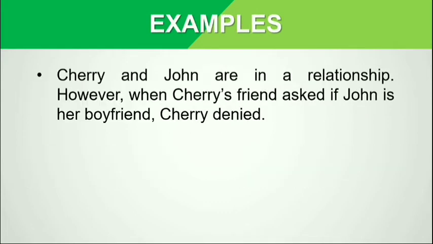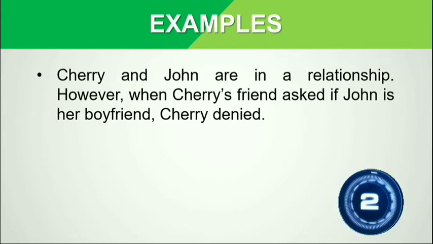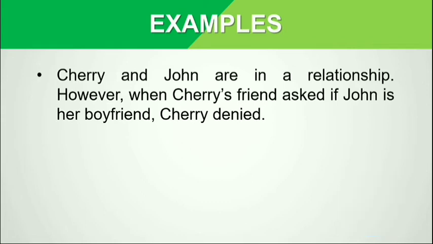Cherry and John are in a relationship. However, when Cherry's friend asked if John is her boyfriend, Cherry denied. So what do you think this situation is? Is it a type 1 error, a type 2 error, or a correct decision? This is a type 1 error because Cherry is rejecting the truth. Cherry denied that John is her boyfriend. So that is rejecting the truth. So that is why this is referred to as the type 1 error.